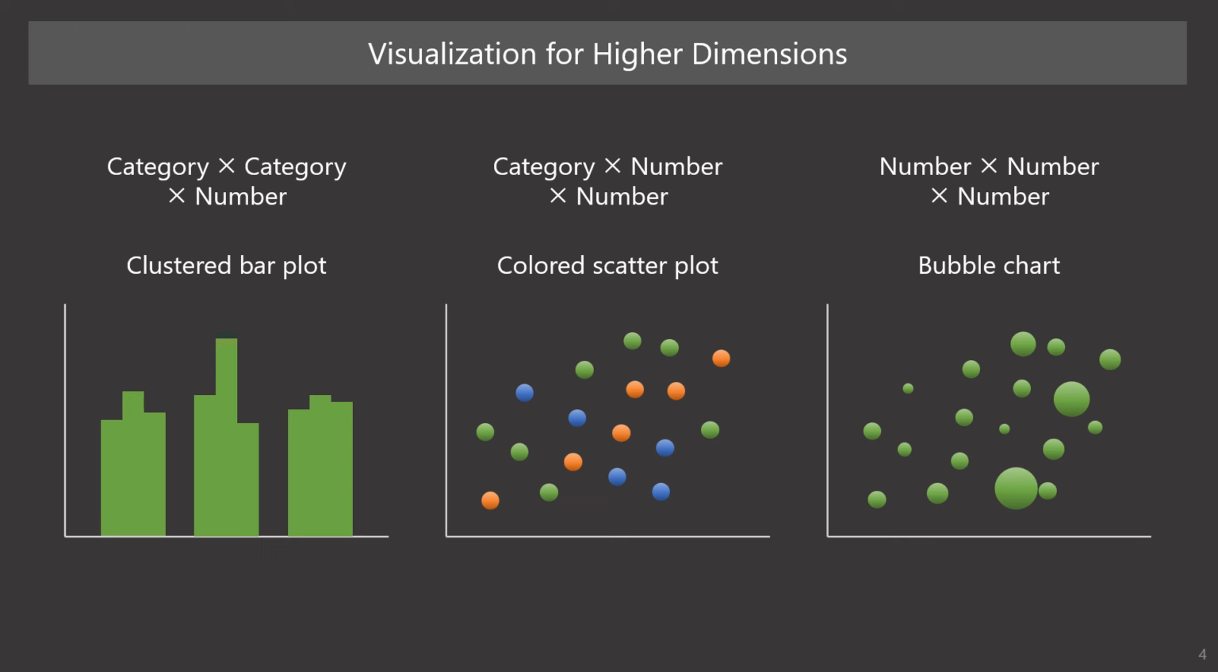Here, let me show three types of plot: cluster bar plot, colored scatter plot, and bubble chart. We should choose the appropriate one depending on the pattern of variable combinations. If we visualize a numerical variable by two-fold categories, we can use a clustered bar plot. If we focus on a relationship between two numerical variables by category, we can use a colored scatter plot. If we want to see the relationship between three numerical variables, we can use a bubble chart.